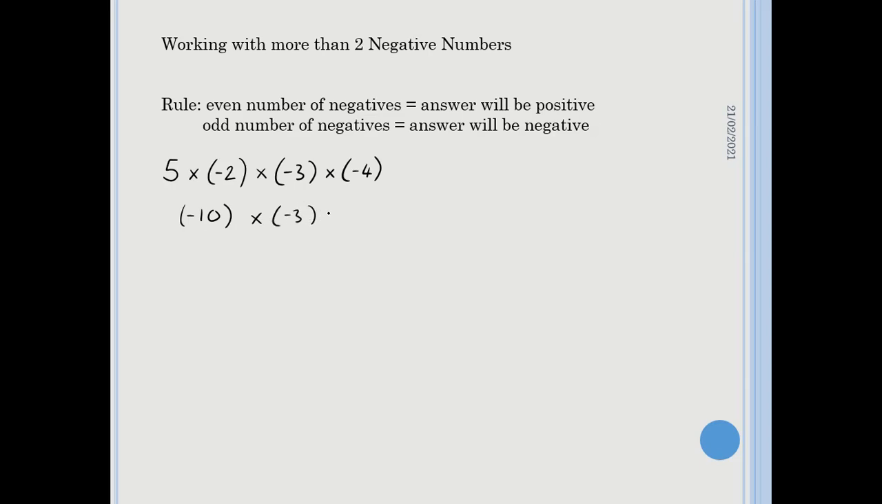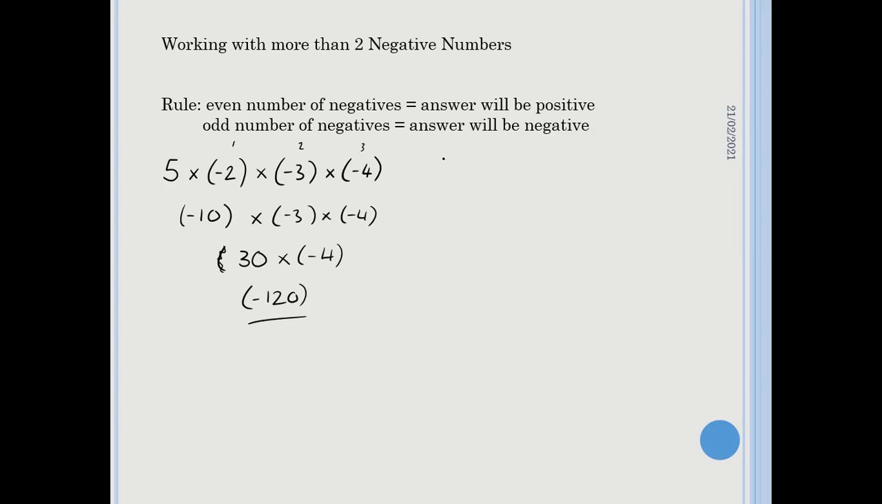I've got negative 3. Then we can do negative 10 times negative 3 is going to give me positive 30 because two negatives make a positive. And then the last part, 30 times negative 4, I've got a positive and a negative, so my answer is going to be negative 120. And there we had three negative numbers. We had one there, second one there, and a third one there.